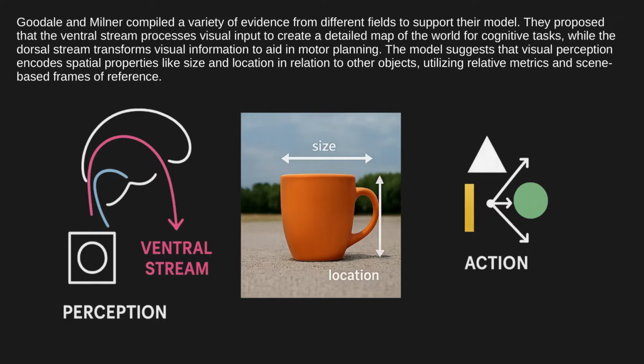Goodale and Milner compiled a variety of evidence from different fields to support their model. They proposed that the ventral stream processes visual input to create a detailed map of the world for cognitive tasks, while the dorsal stream transforms visual information to aid in motor planning.